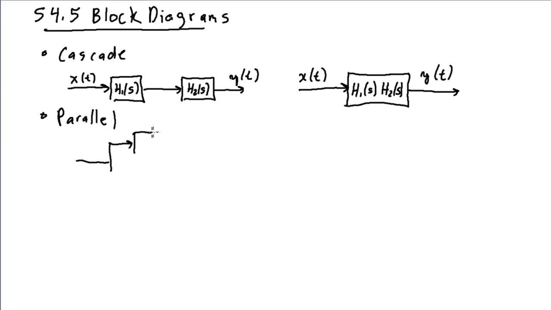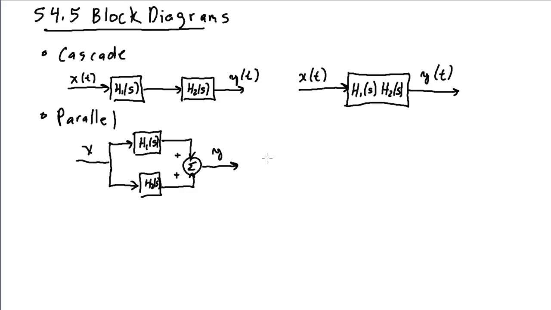Another standard connection is a parallel connection of blocks, where the two blocks have the same input. Again, we'll denote one system by its transfer function h1 of s. The second system has transfer function h2 of s, and then we're going to add the two outputs using a summer to produce a single output y. We can replace the two blocks as well as the summer with a single system whose transfer function is just the sum of the two transfer functions.